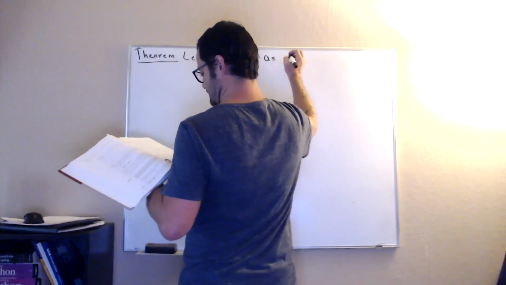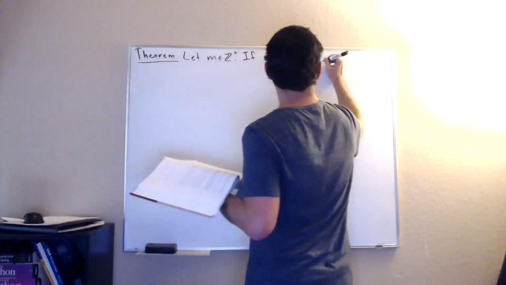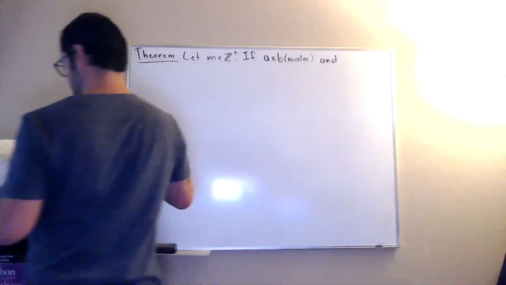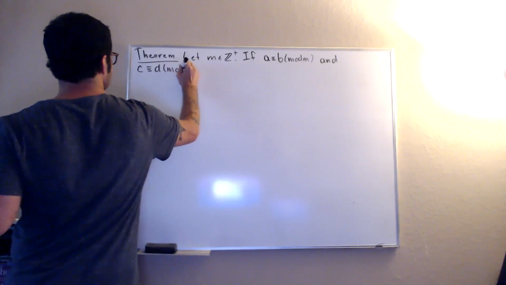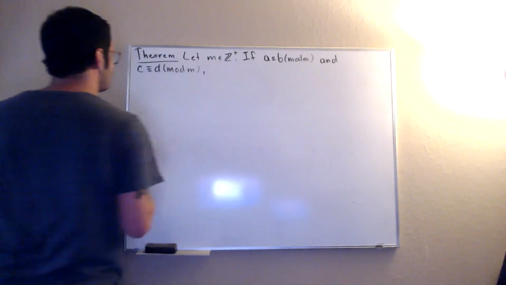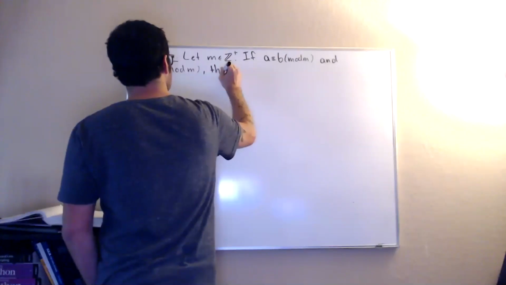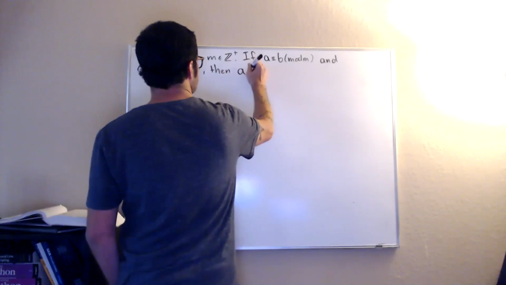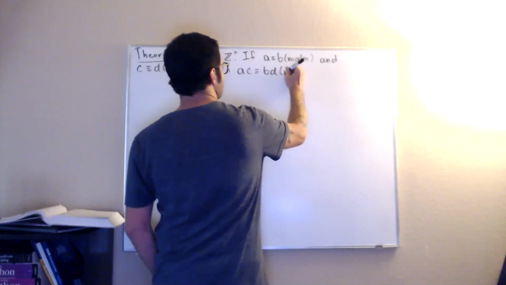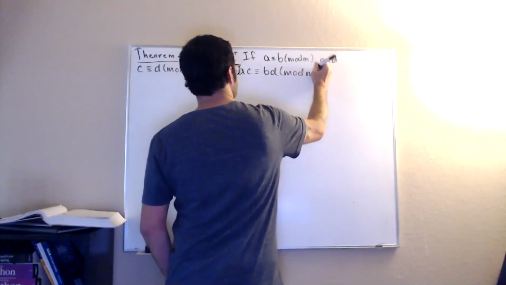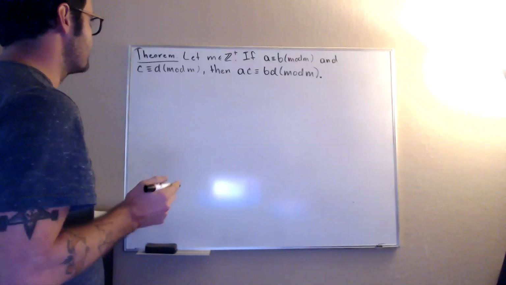A is congruent to B modulo M and C is congruent to D modulo M, then say A times C is congruent to B times D modulo M. Okay. So we should be able to do this with a straightforward direct proof using the definitions.